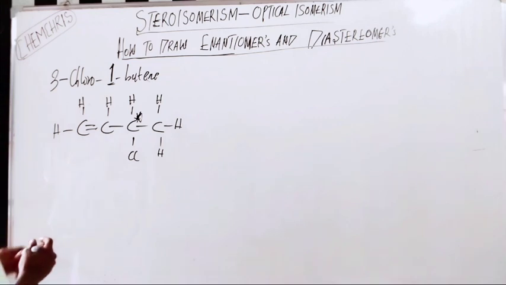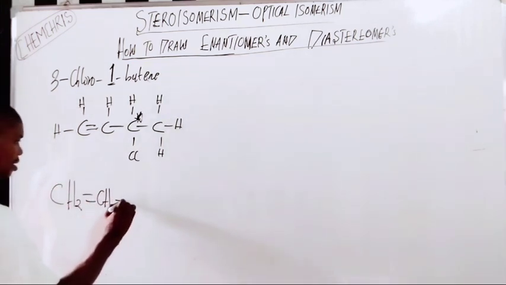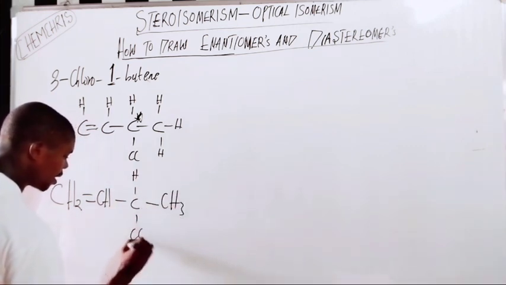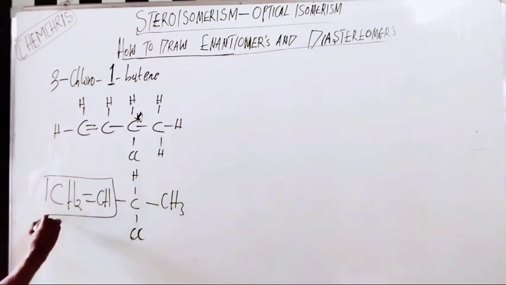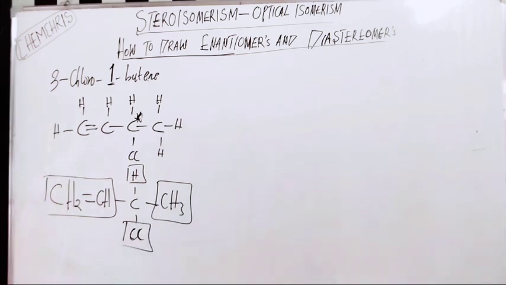You can also write it like this: CH2 double bond CH, then CH3 and Cl. Here we have Cl. So this one is 1, this one is 2, this one is 3, and this one is 4. Can you see that?